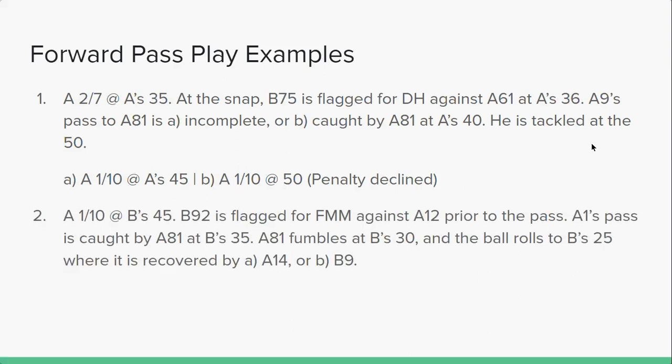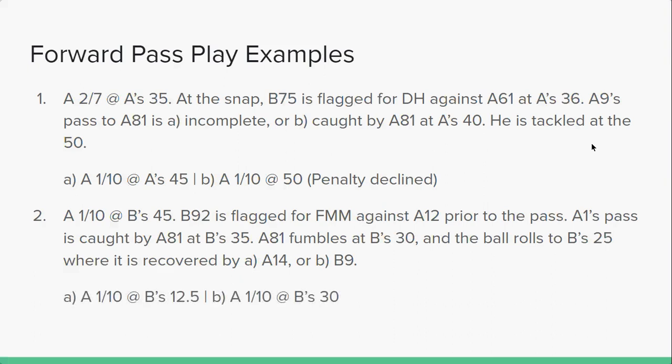In our second example, it's 1st and 10 at B's 45. B92 is flagged for a face mask against A12 prior to the pass. That is a personal foul, that face mask measure. A1's pass is caught by A81 at B's 35. He then fumbles at B's 30. The ball rolls to B's 25, where it is recovered by either A, A14, or B, B9.